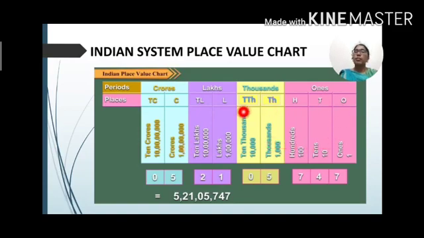In the Indian system place value chart, there are two partitions, that is periods and places. Under periods, you have ones period, thousands period, lakhs period and crores period. In the ones period, you have ones place, represented by O. Tens place is represented by capital T. Hundreds place is represented by capital H. Now under the thousands period, you have thousands place and 10,000s place. 1000 is represented by capital TH. 10,000 is represented by TTH.